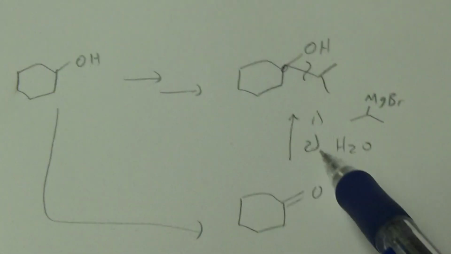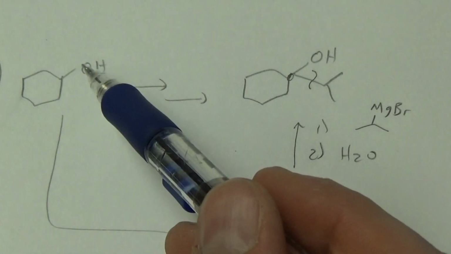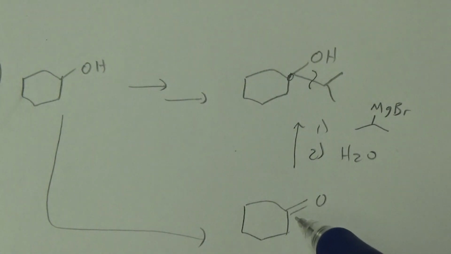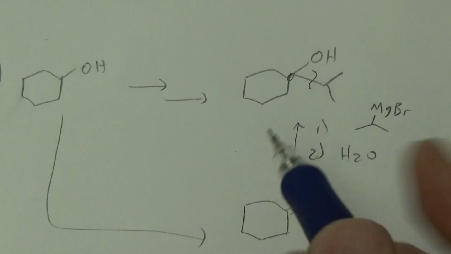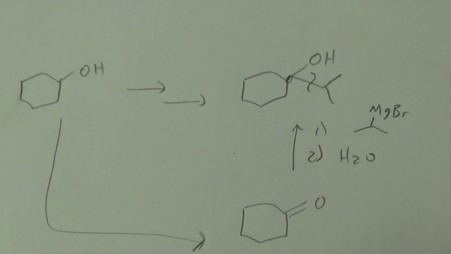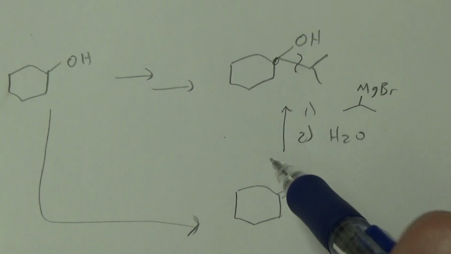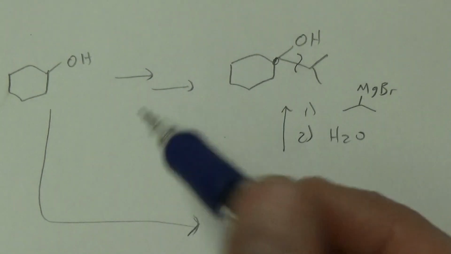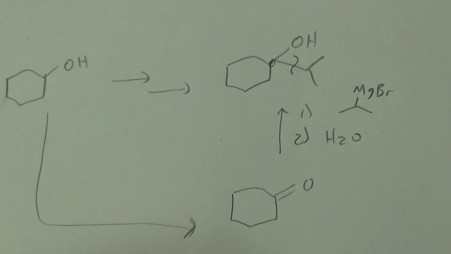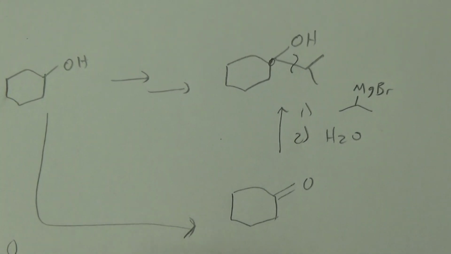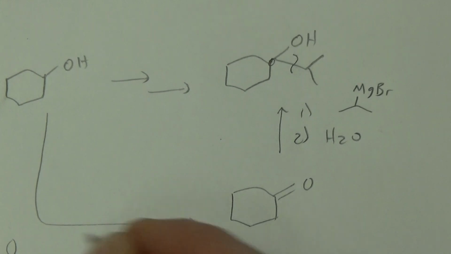First question might be, is it an oxidation or a reduction? I mean, we're going from 1 bond to oxygen to 2 bonds to oxygen. That's an oxidation. Often students say, oh, it's NaBH4, but that's not true. NaBH4 is a reducing agent. NaBH4 goes the other way. So if I have a ketone and I want to make an alcohol, you use NaBH4.